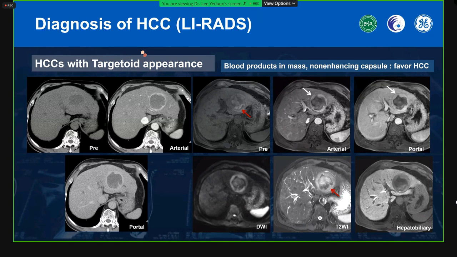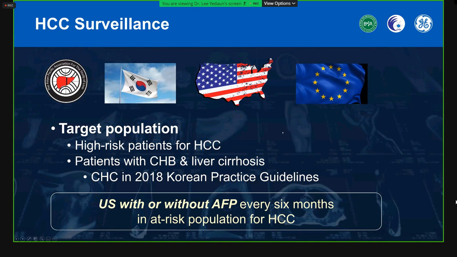So this is the last slide on diagnosis of HCC. Next, I'd like to move on to surveillance of HCC. So let me start with a review of the current guidelines regarding HCC surveillance. The target population is high-risk patients for HCC with chronic viral hepatitis and liver cirrhosis. All the HCC guidelines across the world recommend US with or without alpha-fetoprotein every 6 months in these patients.